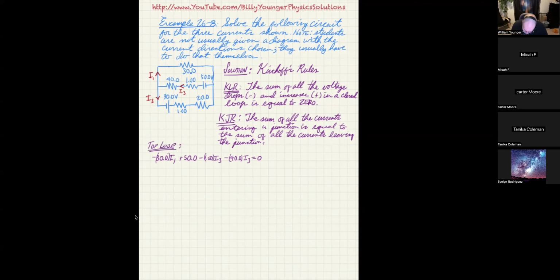Okay, now I'm going to combine like terms a little bit here. Basically, this is 50.0 minus 30.0 I1 minus 41.0 I3 is equal to 0, and I'm going to call that equation 1. Does everybody follow what we did there? Anybody have any questions?